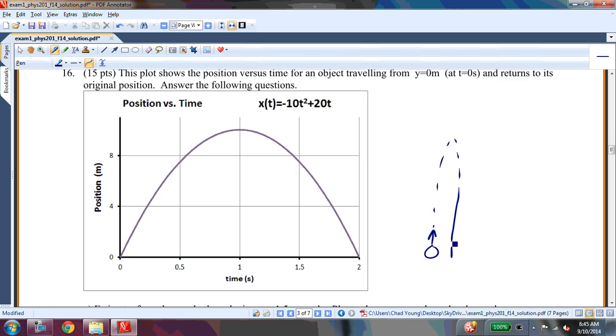Estimate from the graph the velocity at t equal 1.5 seconds. So I'm just looking for an estimate here. We can actually calculate the velocity very accurately from the function, but I'm just looking for an estimate. So I'm going to sketch in a tangent line there. I'm going to pick a couple points to find the best fit line.